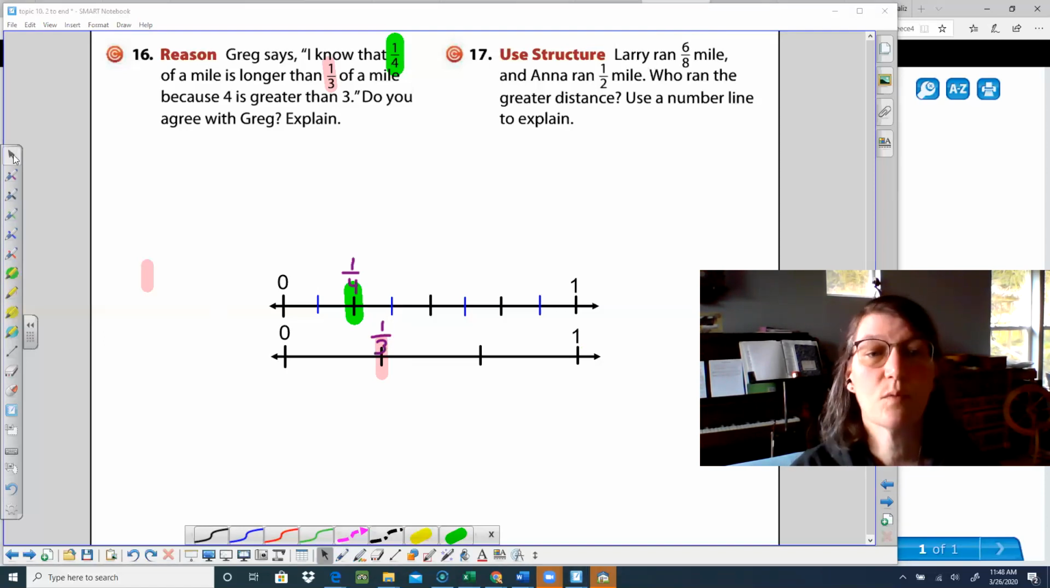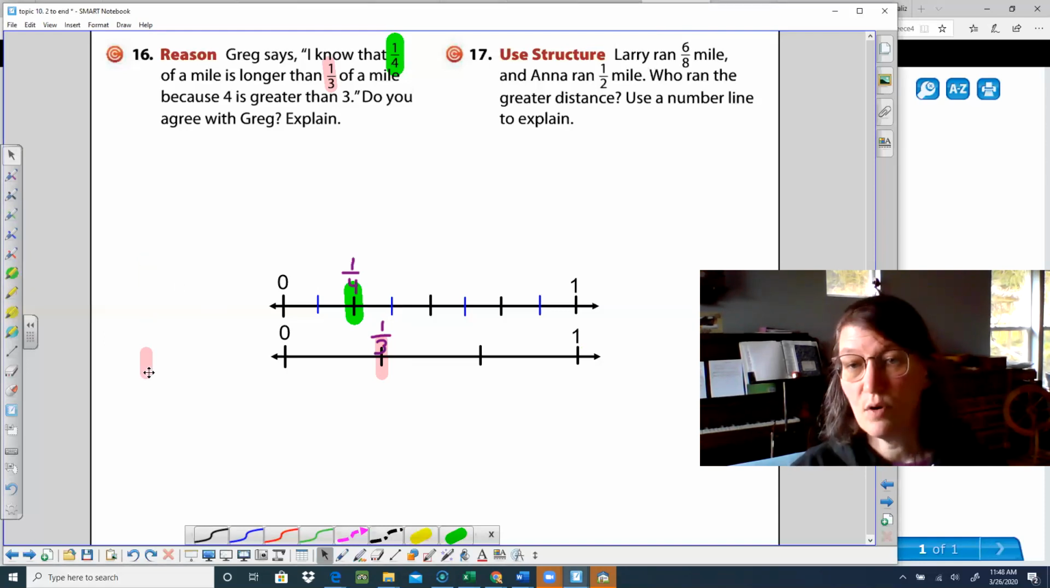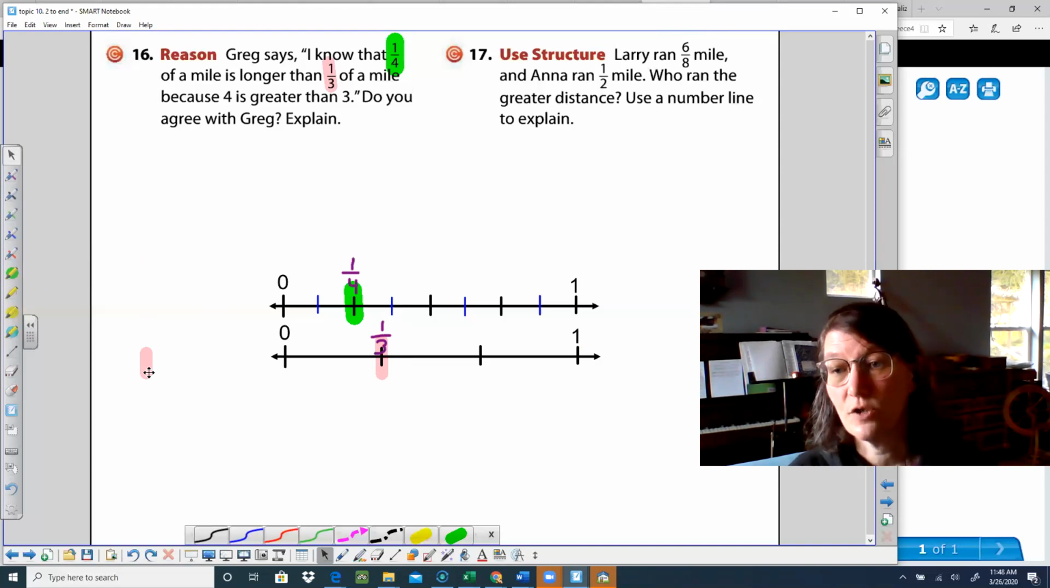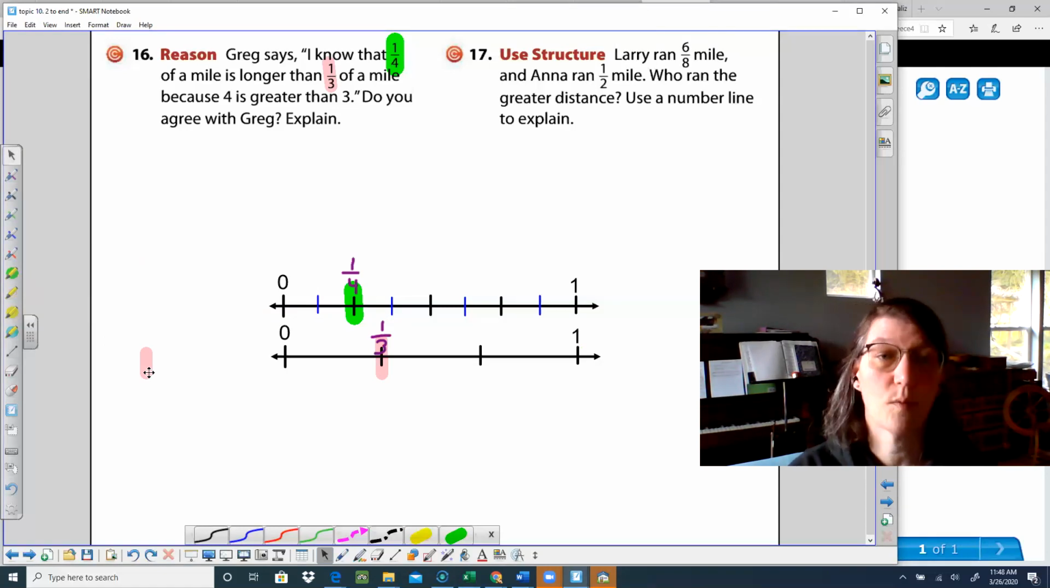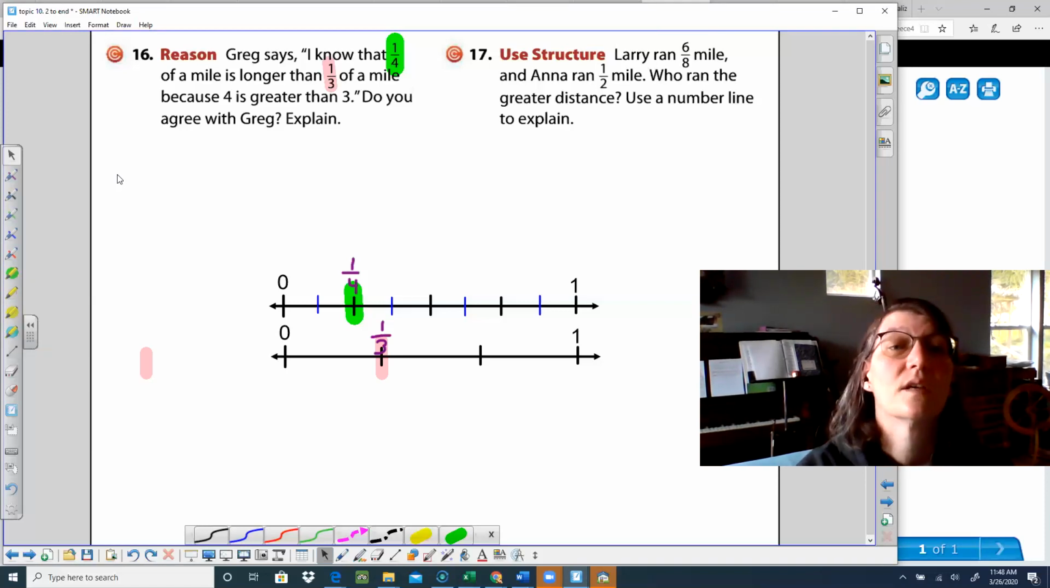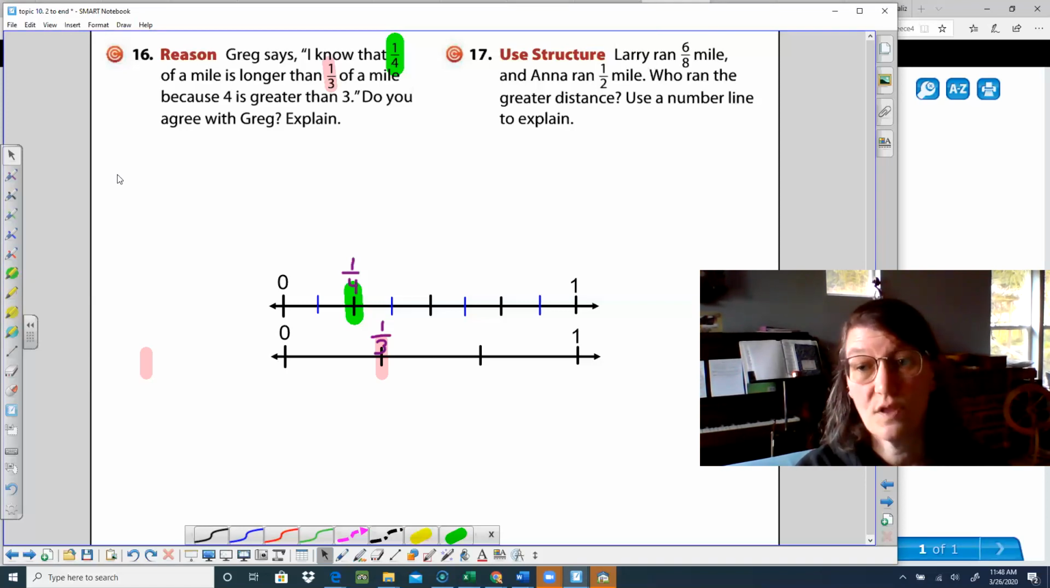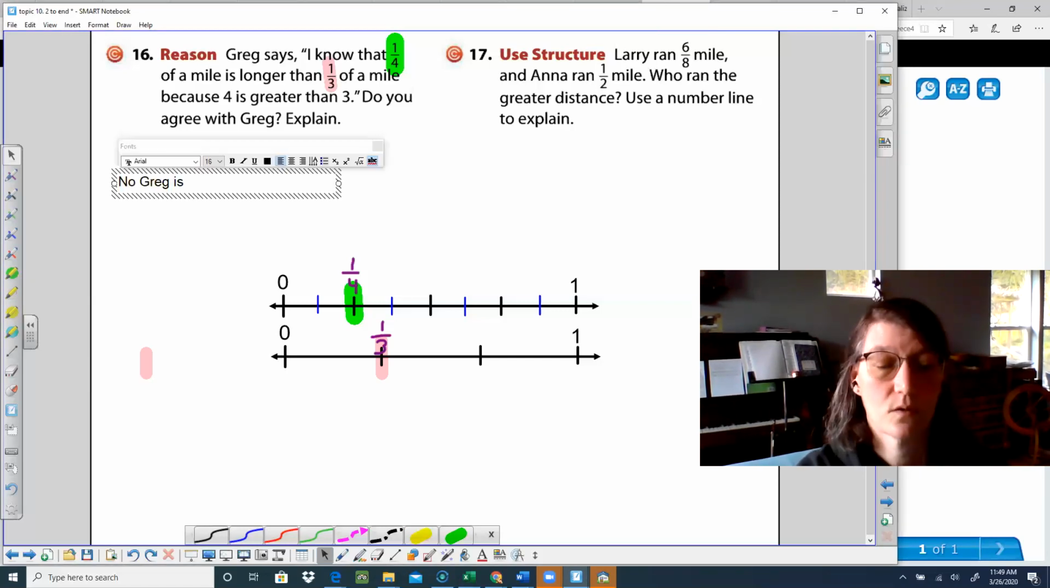Now they threw this problem in hopes that you'd remember yesterday's lesson. I think it was yesterday's, where it was talking about if 2 fractions have the same numerator, the fraction with the larger denominator is the smaller fraction. So they were hoping you'd make that connection. So it says Greg says, I know 1/4 of a mile is longer. So he's saying 1/4 is bigger than 1/3 because 4 is greater than 3. Do you agree with Greg? Explain. So we're going to say no, Greg is wrong.